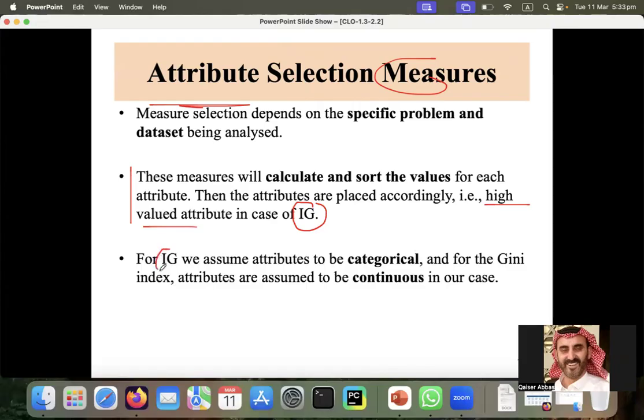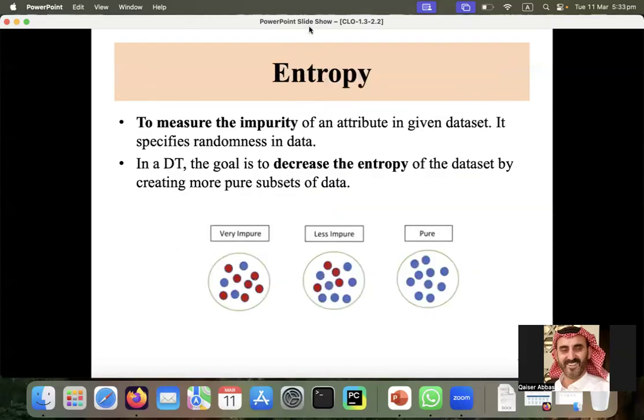And if you are going to use IG, then you have to take care that your attribute must be categorical. You will assume it and go for IG. You will have categories in the values of the features. And if you are going to use the Gini index, then your attributes should be in continuous form. Continuous means real type data. We already explained categorical and continuous. Now we are going to start with entropy, and how we can calculate it.